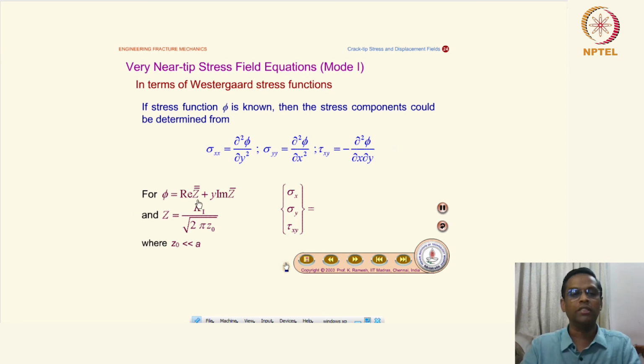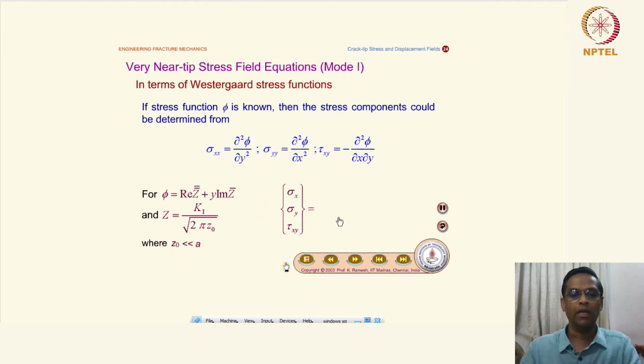So the Airy stress function is phi equal to the real part of Z double bar plus y times the imaginary part of Z bar, where Z is equal to K1 by square root of 2 pi z naught, where z naught is very small as compared to the crack length. That means it is very close to the crack tip.